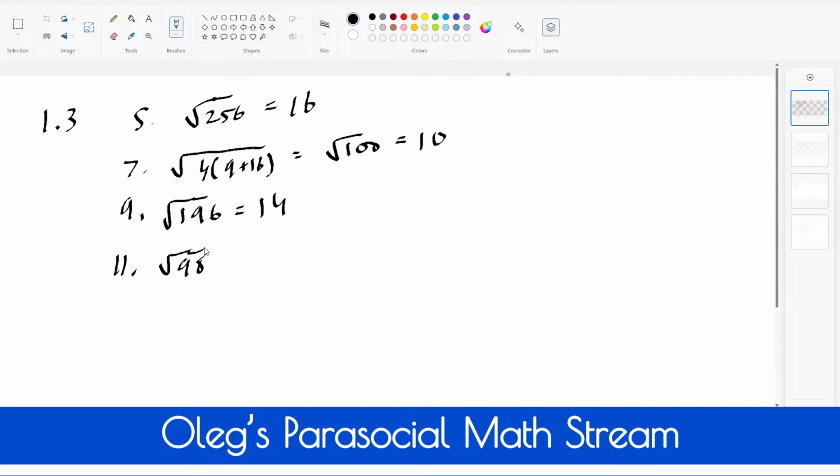We're simplifying. So I can't just give you the decimal point. We have to break it down to its simplest form. So we have to decompose 98 into a simple form. What can we do here? Let's start breaking it down.